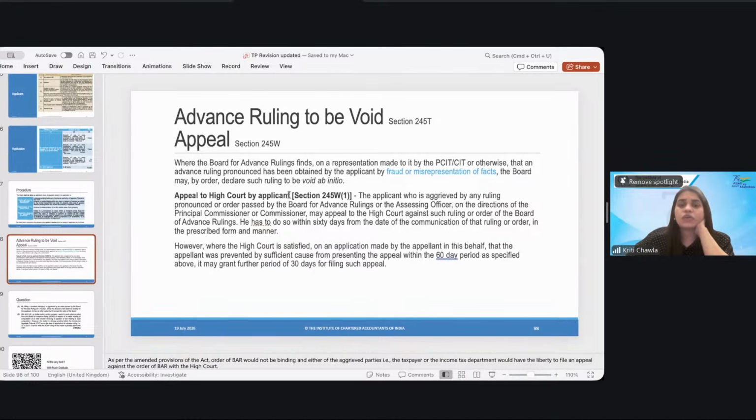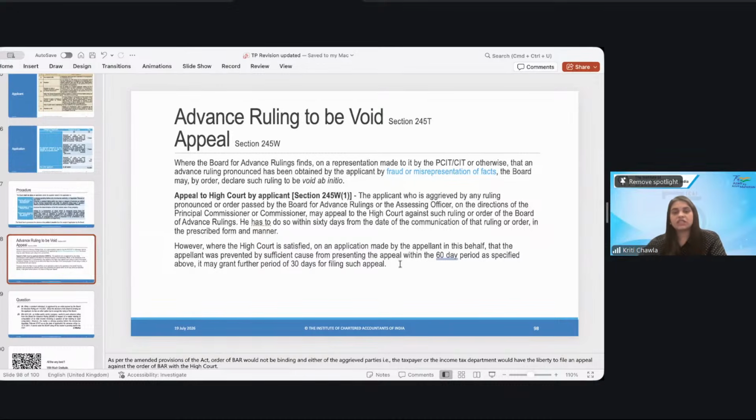Now, appeal to the High Court by the applicant. The applicant who is aggrieved by any ruling which is pronounced or order which is passed by the BAR or AO on the directions of the PCIT or CIT may appeal to the High Court against such ruling or order of BAR. He has to do so within 60 days from the date of communication of that order or ruling in the prescribed form or manner. However, where the High Court is satisfied, on the application made by the appellant in this behalf, that the appellant was prevented by sufficient cause from presenting the appeal within the 60 days period, as specified above, then it may grant a further period of 30 days for filing such appeal.